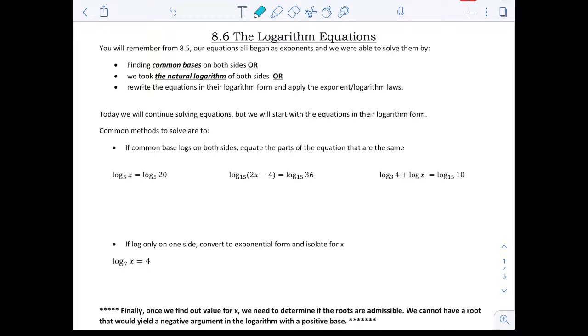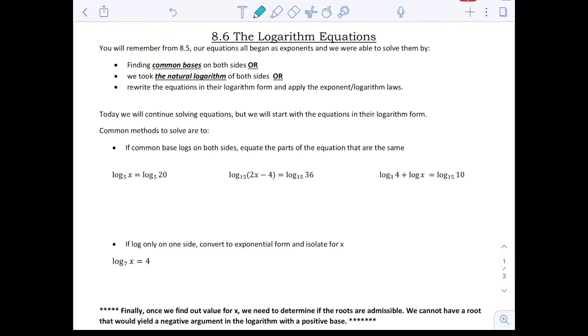So you'll remember from the last section, the ways that we were able to solve our exponential equations were, we either got a common base or we took the natural log. So what we're going to find out in this section is that we can either try to get the common base and match up the left and right sides, whatever's the same. Or instead of taking the common log, we're going to put it into exponential form and see if we can solve it that way. So kind of the same idea, either get a common base or change the form.